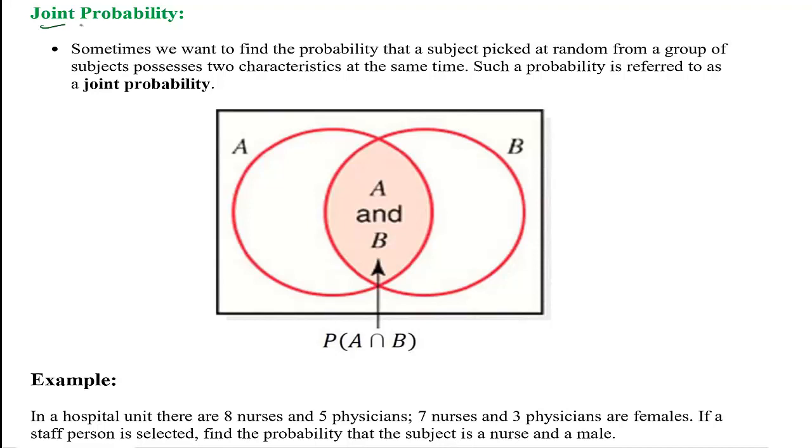Joint probability. Sometimes we want to find the probability that a subject picked at random from a group of subjects possesses two characteristics at the same time.